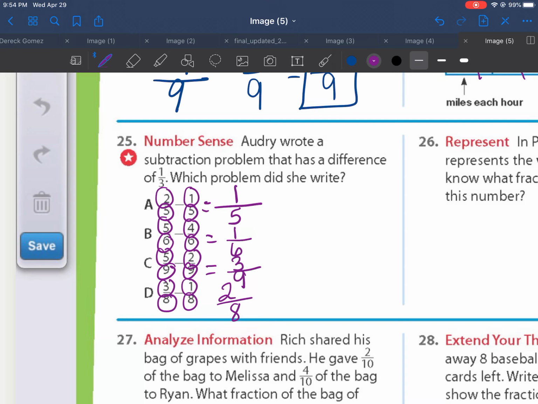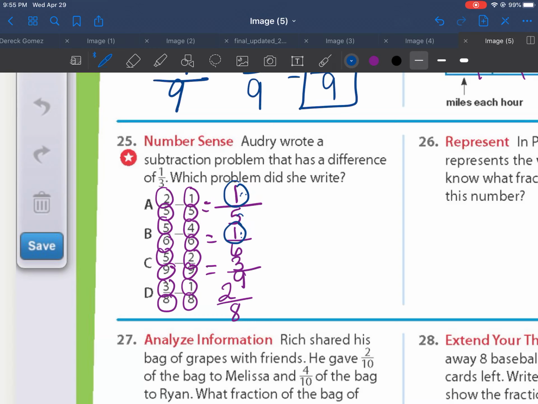Denominator stays the same. 3 minus 1 is 2. Notice that none of those answers give me what I'm looking for. I was looking for 1/3. Why? Because remember, we can still simplify those fractions to make them smaller.